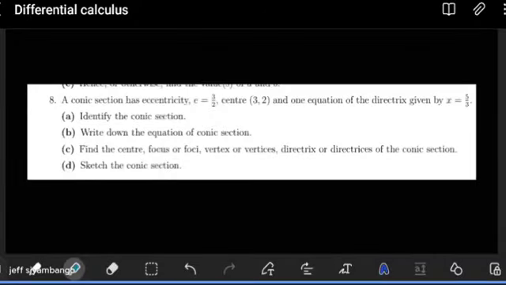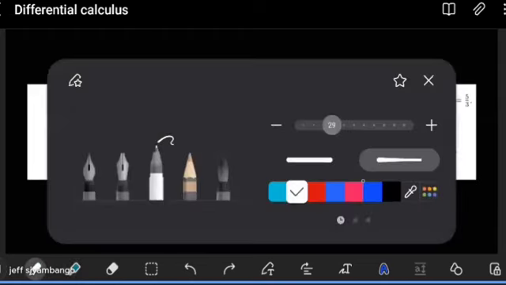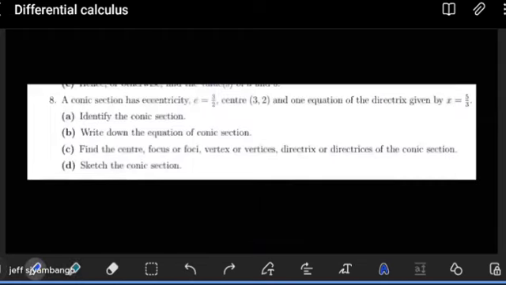Okay, so when dealing with conic section questions like this, they've given us the eccentricity. They've also pointed out where the center is, and then we have the directrix at that point. How do we approach a question like this one? Well, before you even start working it out, there's one thing that you need to understand. Once you understand it, it becomes easy for you to work this one out.